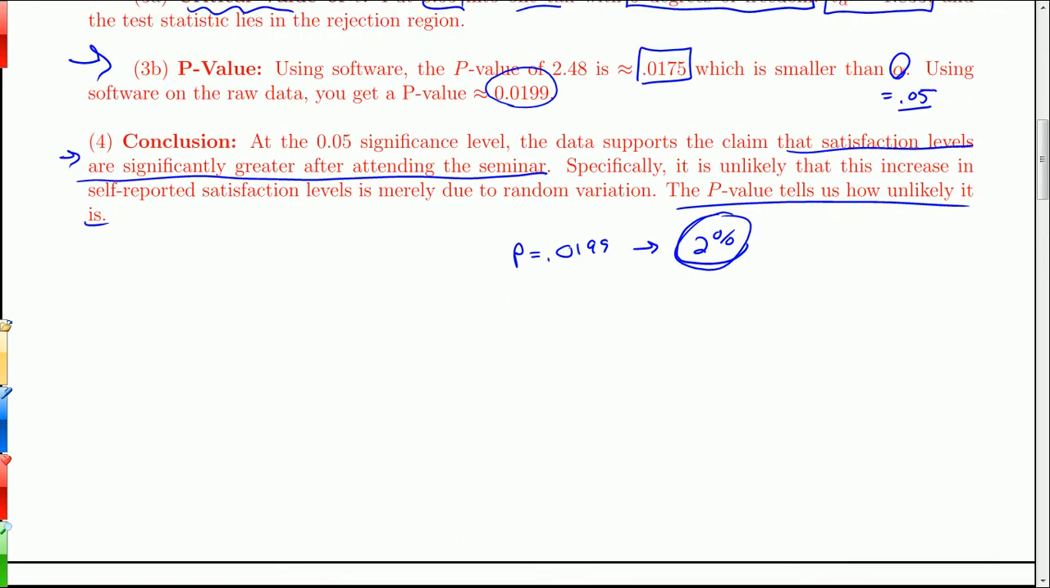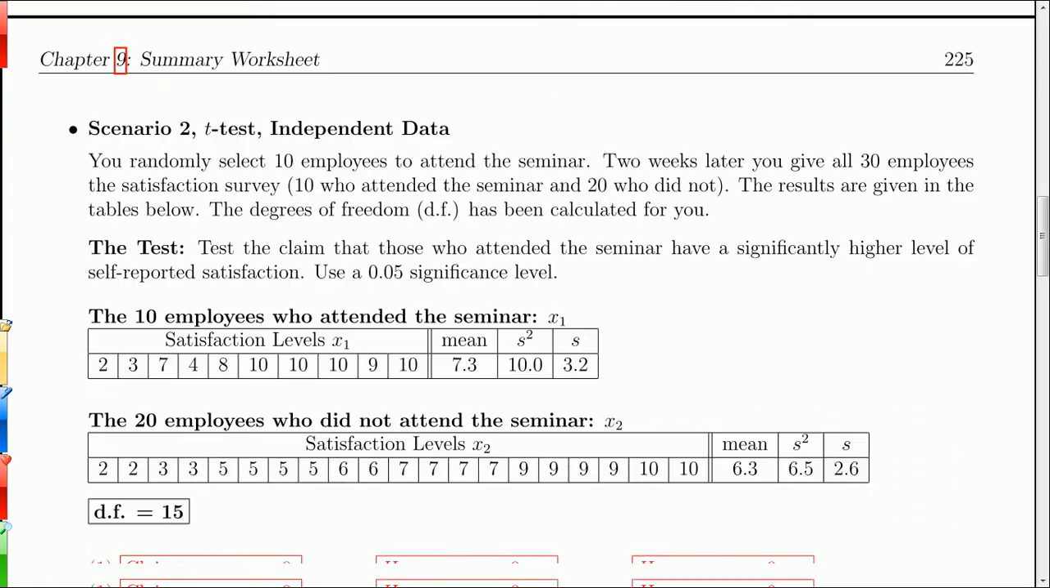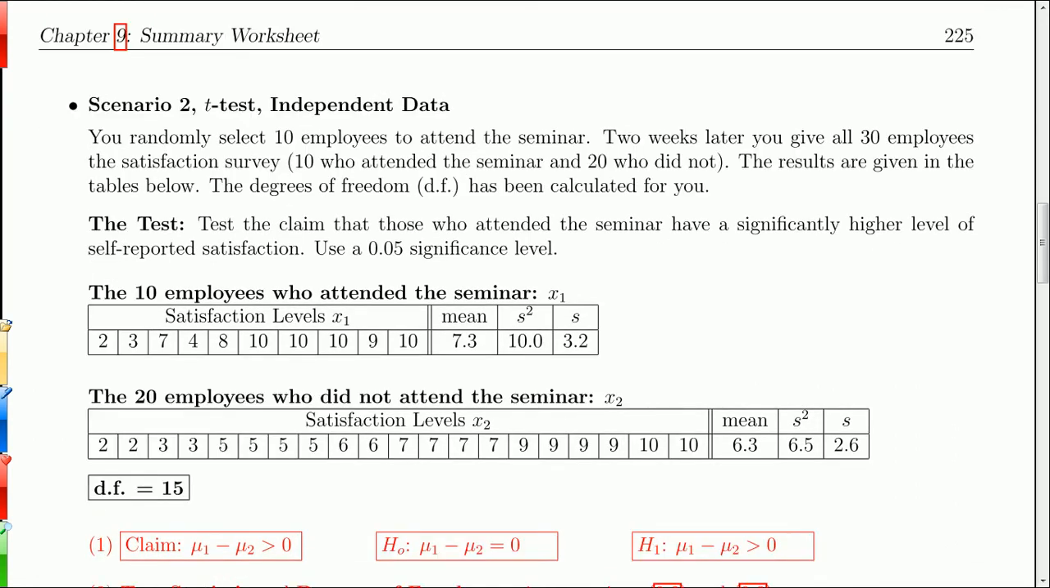Okay, so moving along to the second version of this investigation, where we're going to do a t-test again, and the t-test just means I'm using the t-distribution. I'm going to set this up as a problem with independent data. So what I do is I select 10 employees to attend the seminar. 2 weeks later, I give all 30 employees the satisfaction survey. Right? The 10 who attended and the 20 who did not. Right? So there's no before or after. There's some that attended, some that did not. And the results are given in the table.